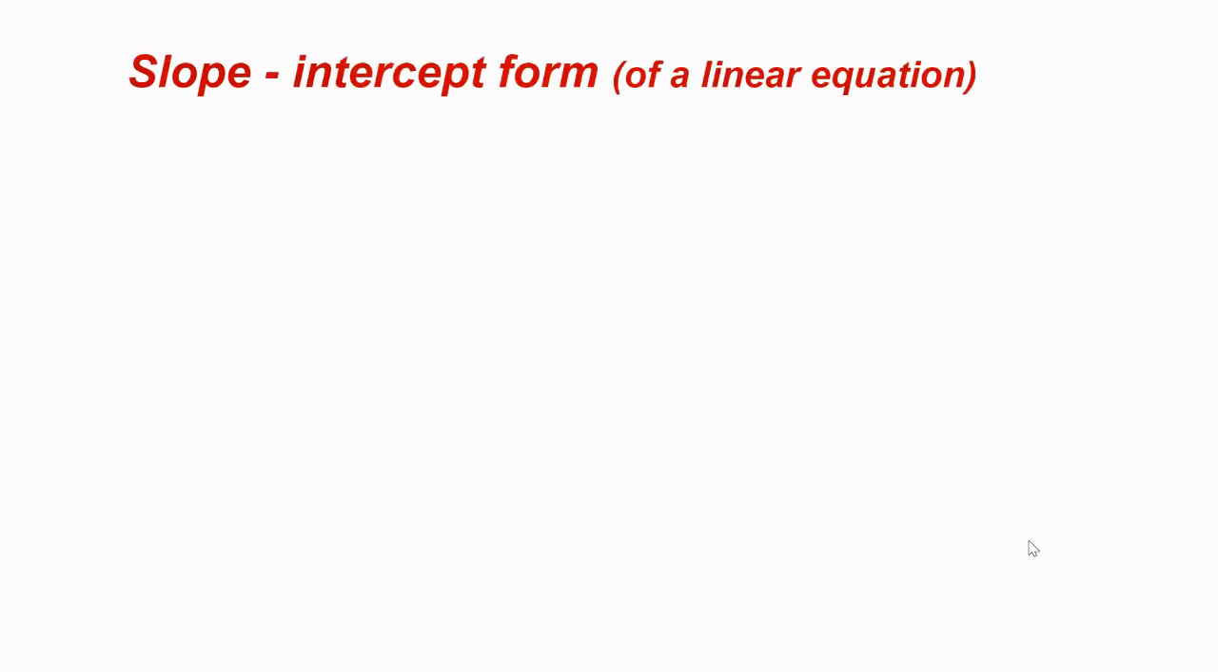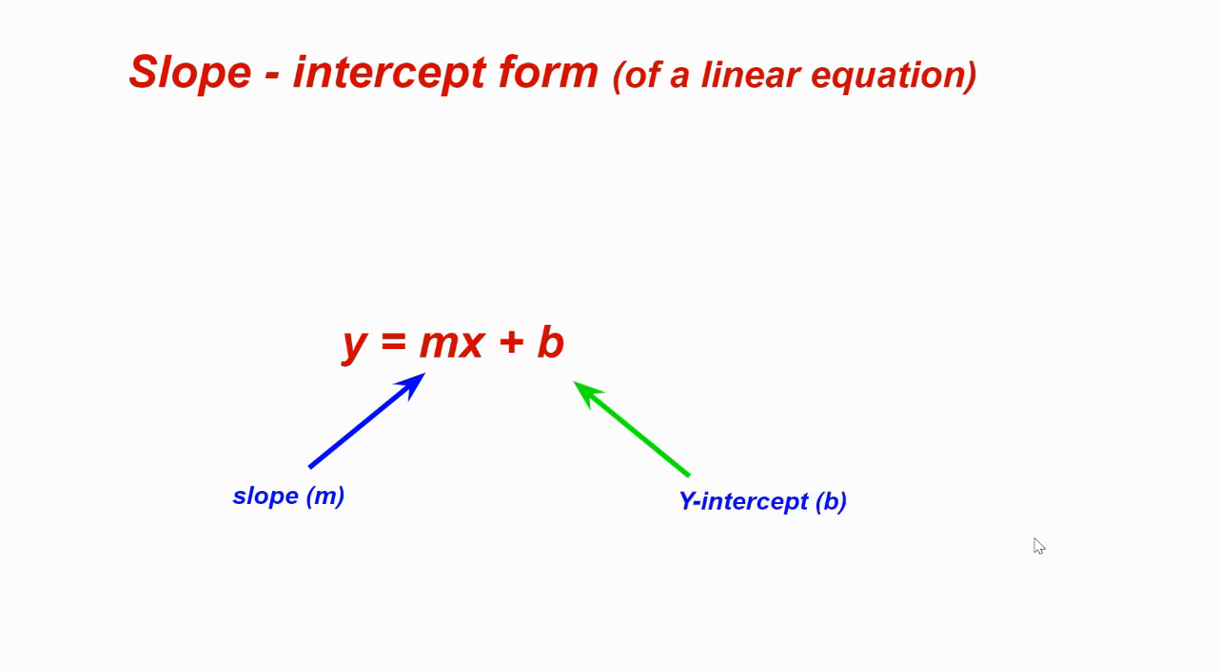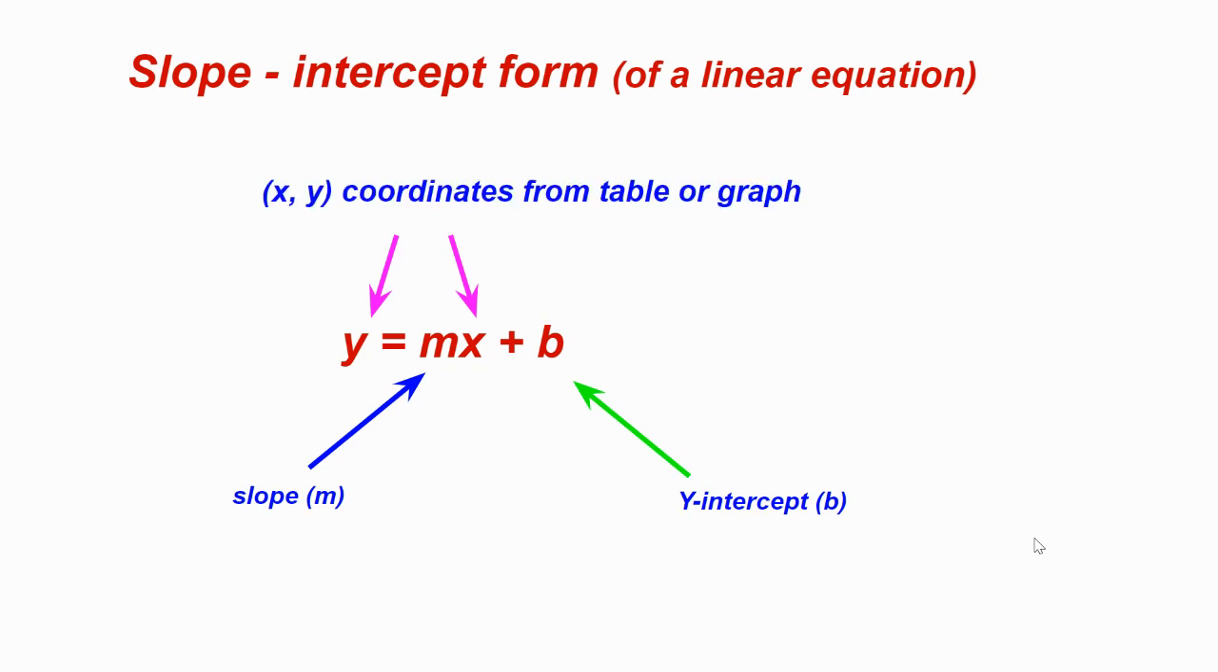All right, let's take a look. What is the slope-intercept form of a linear equation? It's y equals mx plus b, where m is the slope and b is the y-intercept. And remember, x and y are the coordinates from the table or the graph. That's where the x and y are. y equals mx plus b, people. y equals mx plus b. You're going to hear it a lot.